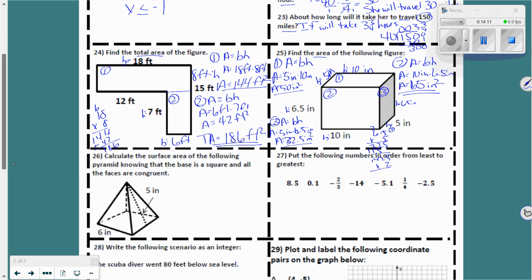Then I multiply that by 2. I've got 1 decimal. Gives me 10, 15, 8, 9. Put 1 decimal in my answer. So my surface area equals 195 square inches.